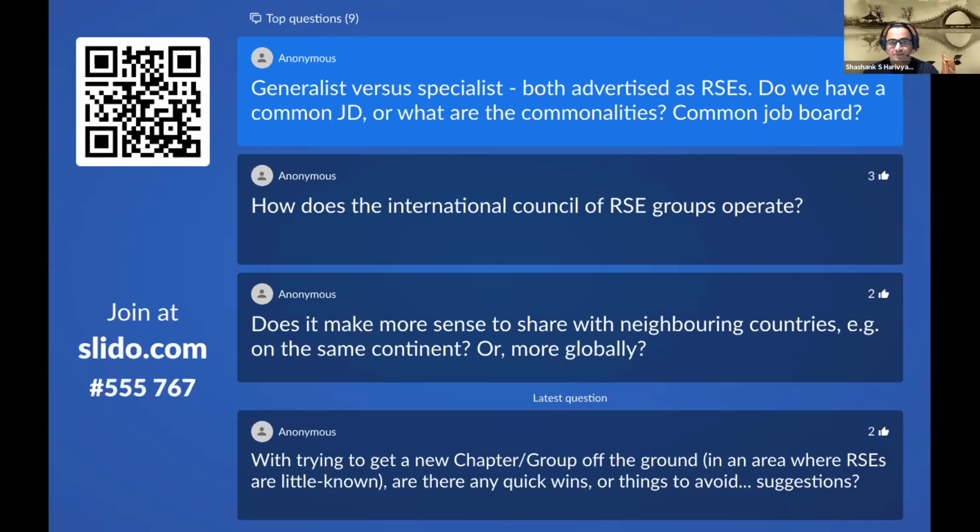I quite like the description, spectrum of RSEs, because that's what we truly are. There is no one thing fits all. Jan.